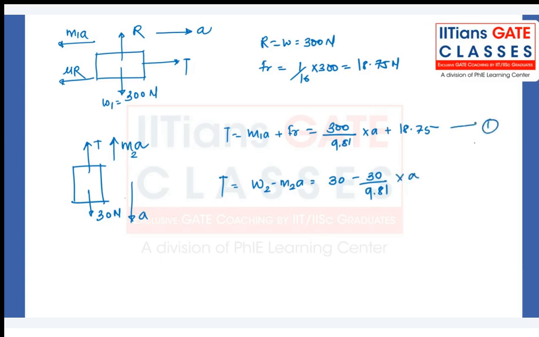Equation number two. If you solve this equation, you will get the value of A, and the value is 0.3344. Okay, most of you have not got it correct. So let me just help you with the solution. So you just equated these two equations. So 300 divided by 9.81 times A plus 18.75 is equal to 30 minus 30 divided by 9.81 times A.